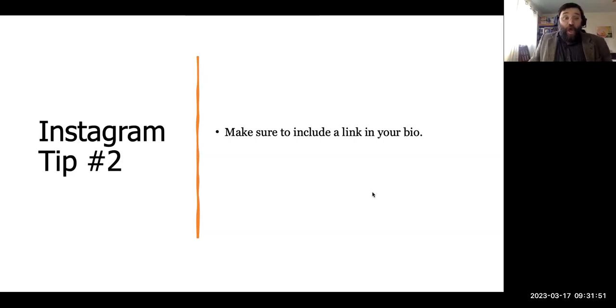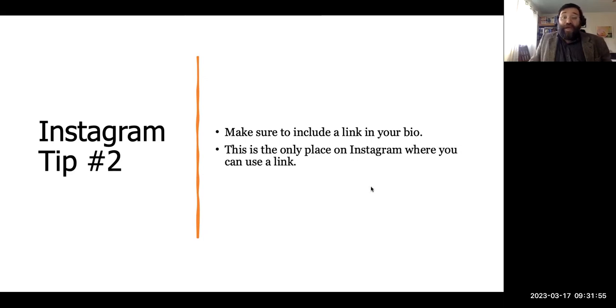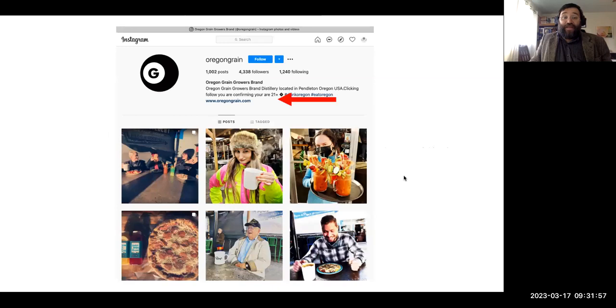A second tip is to include a link in your bio. This is an example of an Instagram bio right over here, with some text and information. We have some hashtags, as you can see, but we also have a link.